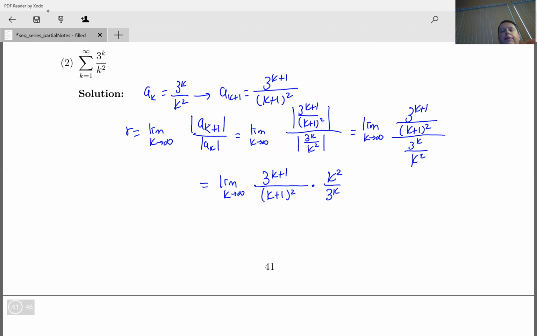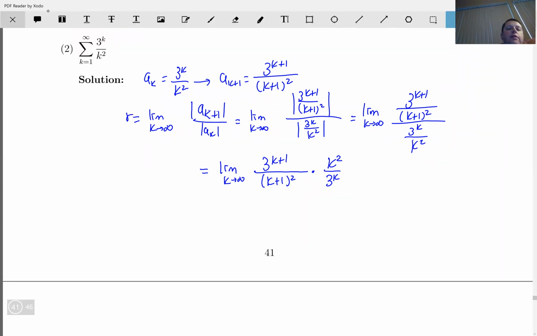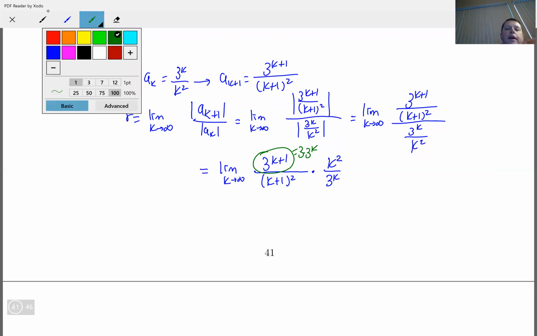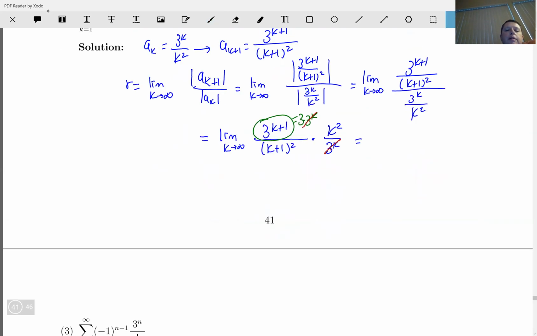We already talked about that this is equal to 3 times 3 to the k. And so we can cancel out the 3 to the k's. Bye-bye. See ya. And so we're looking at the limit as k goes to infinity of 3k squared over k plus 1 squared.